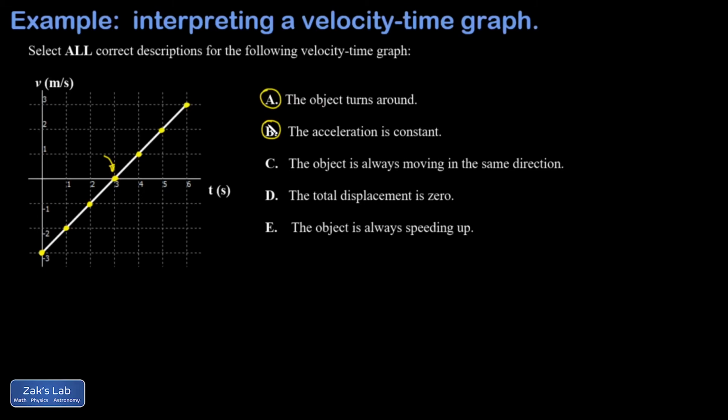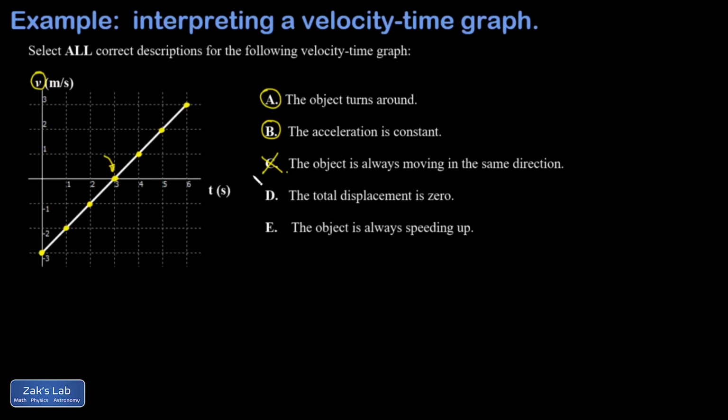The acceleration never changes. C, the object is always moving in the same direction. No, we already know that it turns around. If you confuse this graph with a position time graph instead of a velocity time graph, then you would have a graph of an object always moving in the same direction.